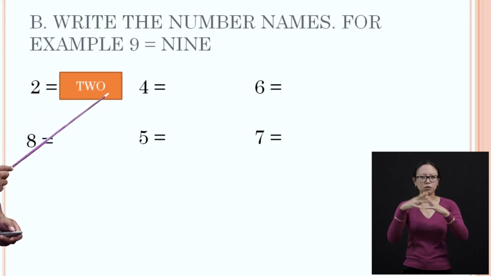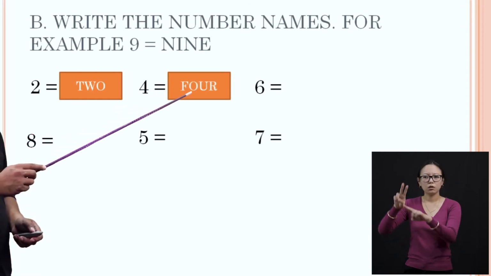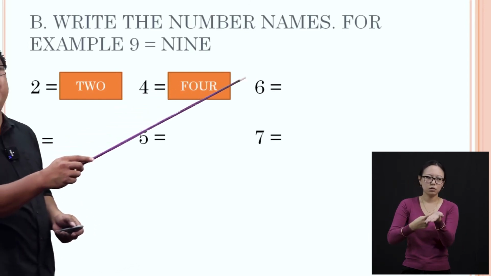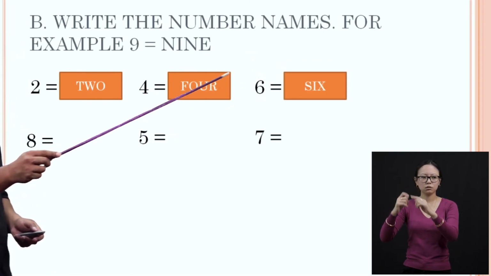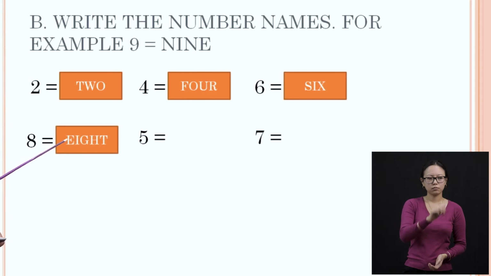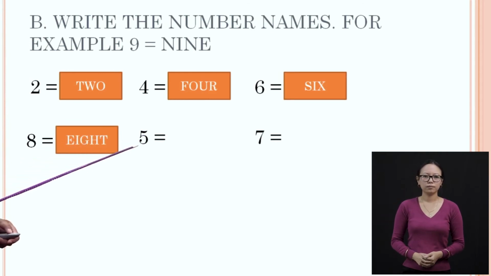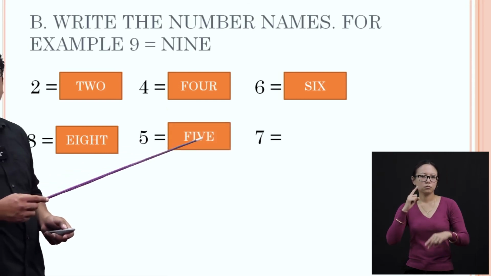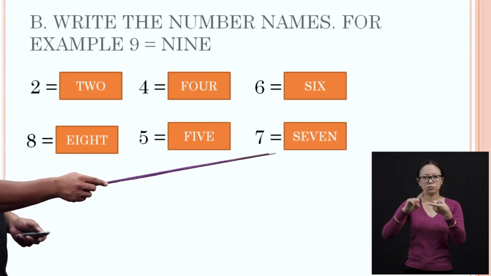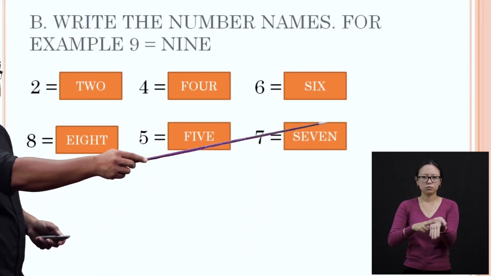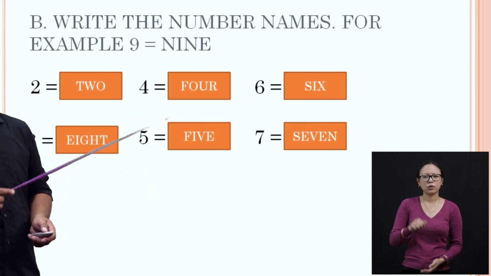So 2's name will be TWO. All right. Similarly, for 4, FOUR. Similarly, for the number 6, SIX. Okay. And for number 8, EIGHT. All right. For 5, FIVE. 5. 7, SEVEN. 7. All right. So this is how we name the numerals.